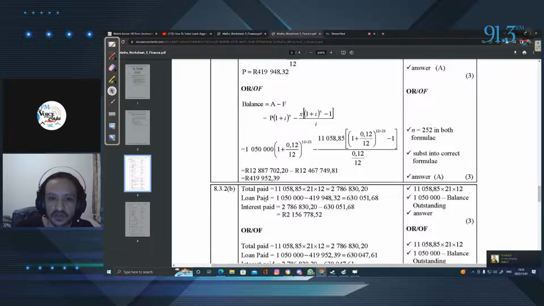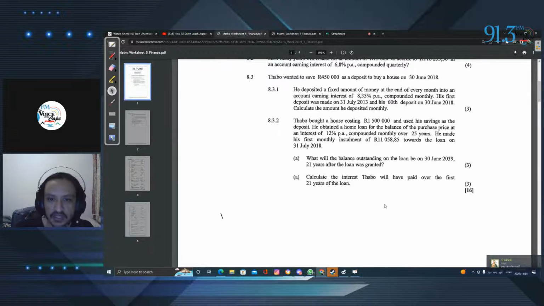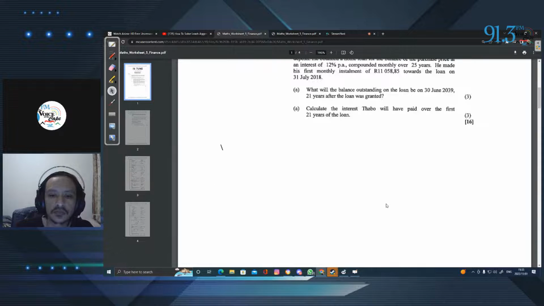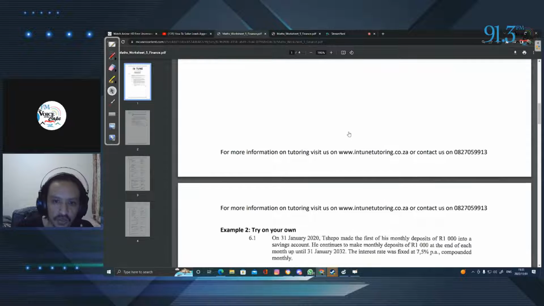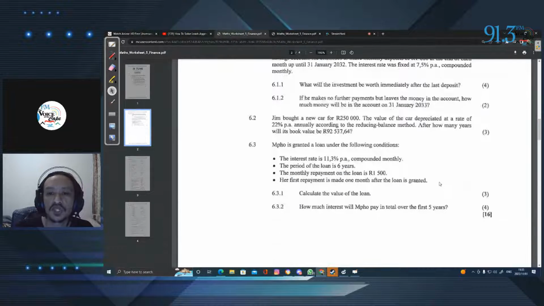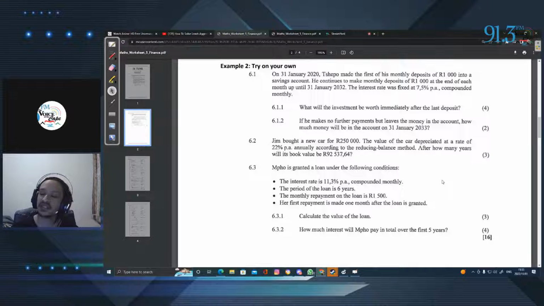Not too complex. So just remember that interest paid is equal to the total paid subtracted from the amount of the loan paid. Now, let us go down and we can go to the next question. Here we go. Example 2. So we're basically going to be following the same trend with regards to example 2 as well. So let's take a look.